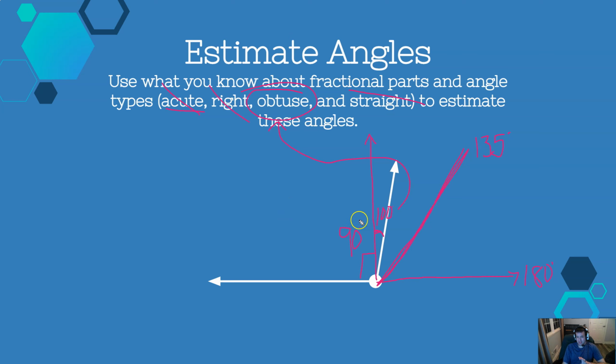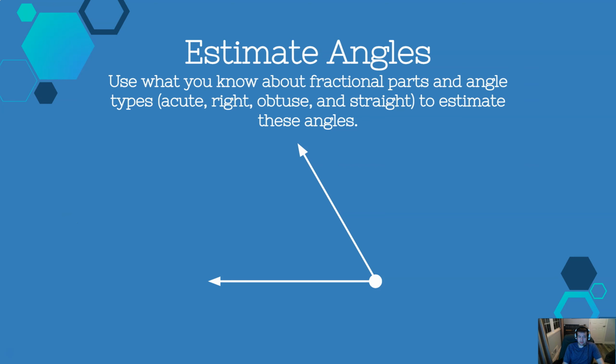Now it's always important that the degrees you say make sense, right? So if you say, this is an obtuse angle and I think it's 15 degrees, well, that makes no sense at all because 15 degrees would be an acute angle measurement, which is not what we said in the very beginning.